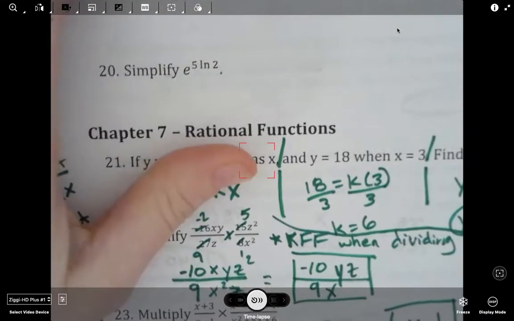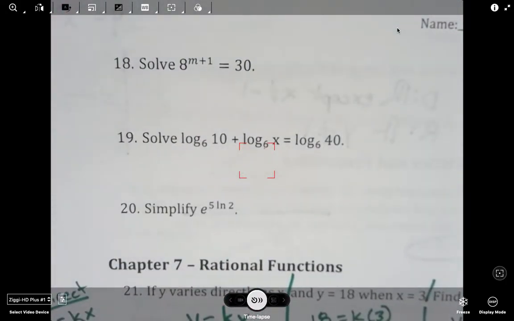All right. 18, 19, 20. Let's do that. This is logarithms. I love logs. It's like my favorite thing to teach. I do say that a lot. That's right. 20. Simplify. Okay, we got some time. Simplify e to the power of 5 ln 2. That looks like a lot of gibberish to me.